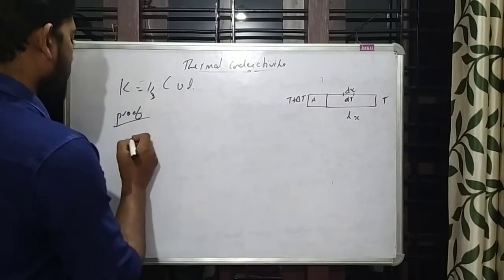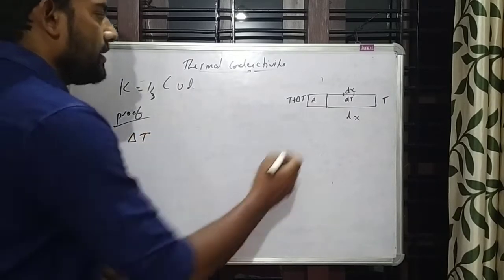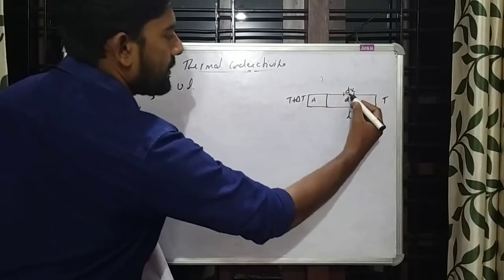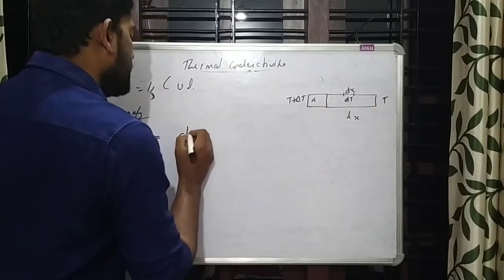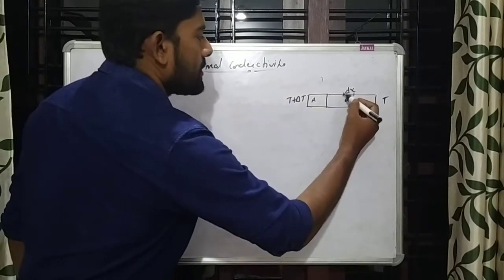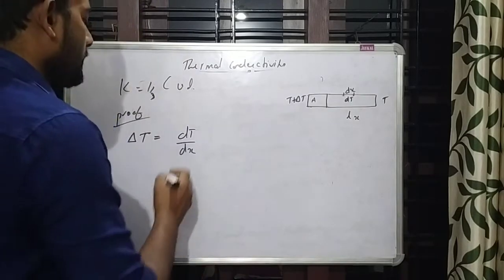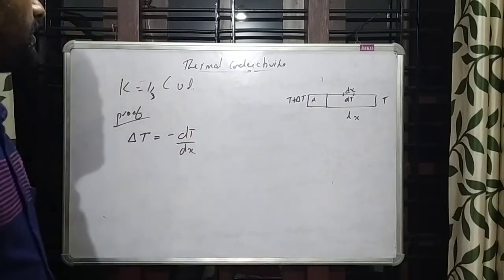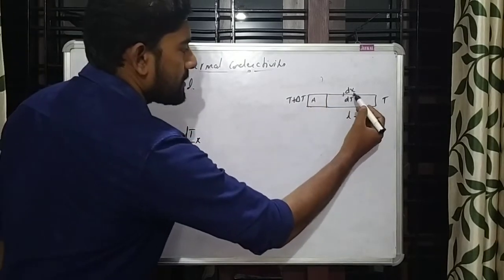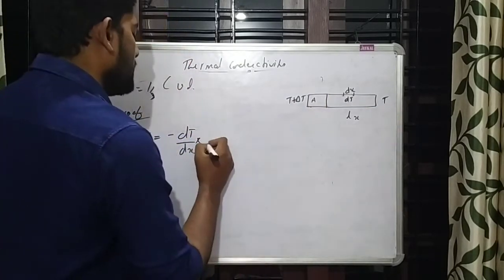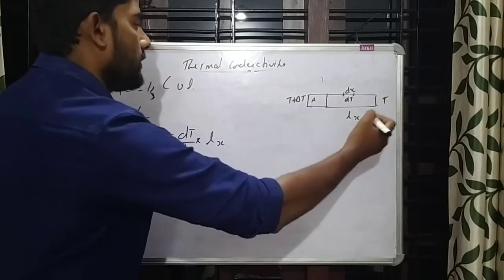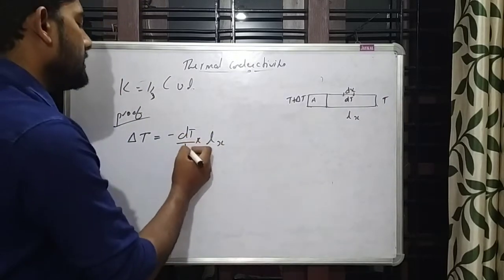So I can write the temperature difference between these two ends, delta T, in terms of the temperature difference in this small length, dt over dx. The temperature is more at this point than this point, so we need to take this temperature difference as minus dt by dx. This is the temperature difference in a small length, and the total length is Lx. So the total temperature difference between these two ends is minus dt by dx into Lx.